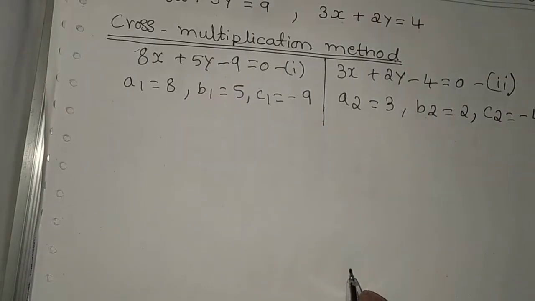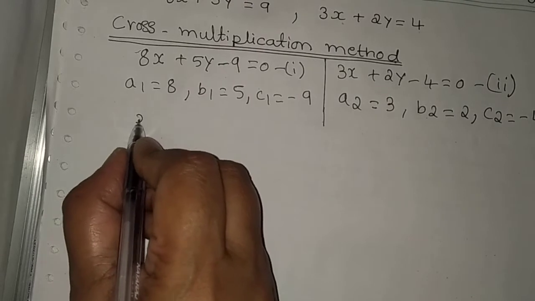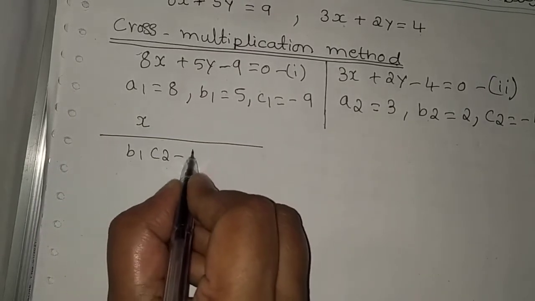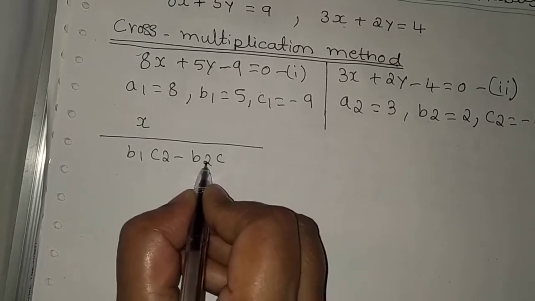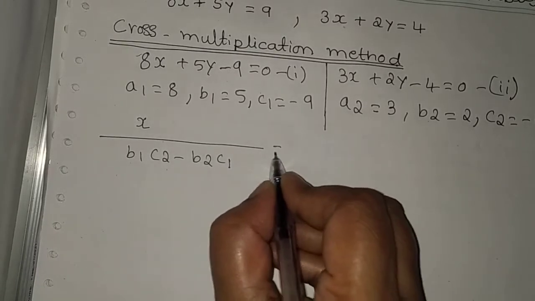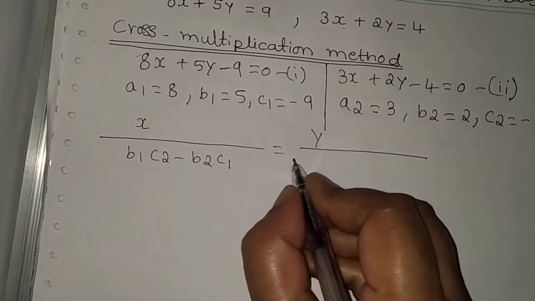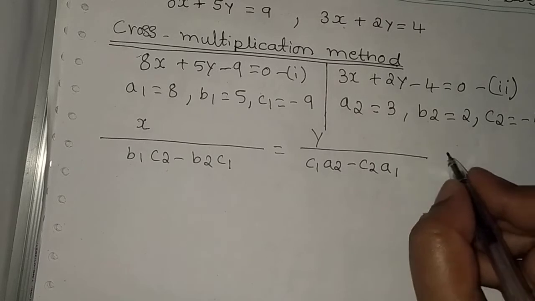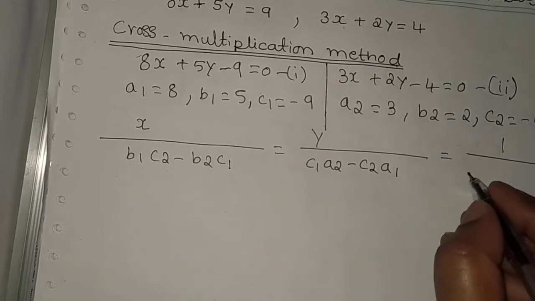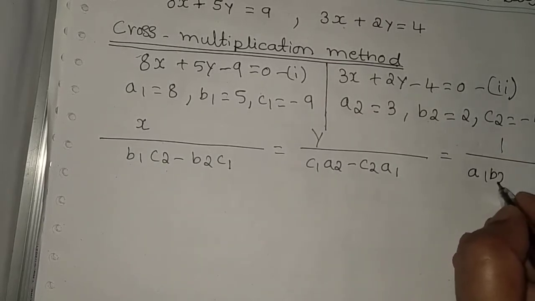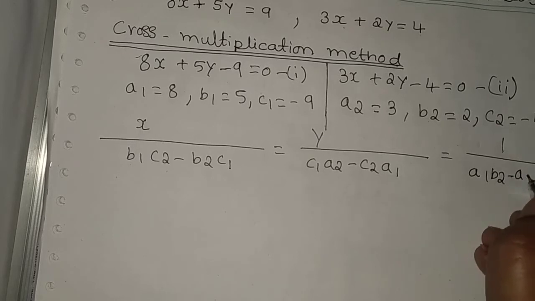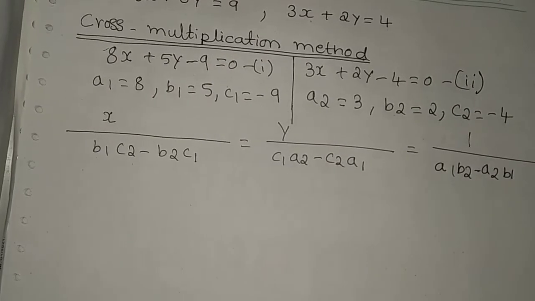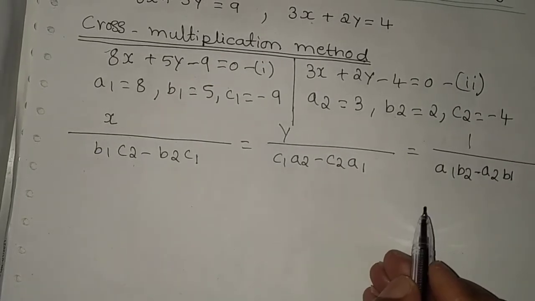So we have this formula for the cross multiplication: x by (b1 c2 minus b2 c1), which is equal to y by (c1 a2 minus c2 a1), which is equal to 1 by (a1 b2 minus a2 b1). This is the formula for the cross multiplication method.